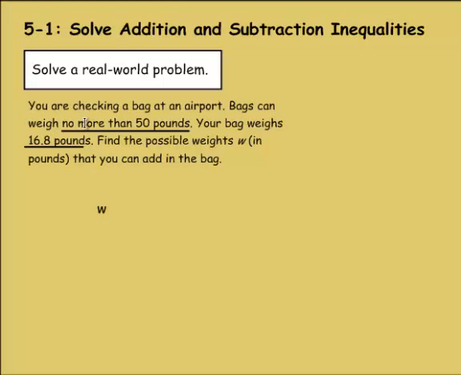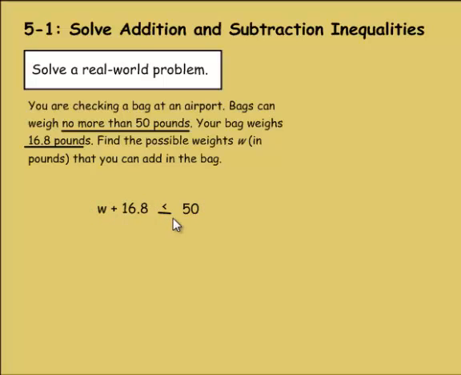And since the bag can weigh no more than 50 pounds, the possible weights we could add has to be less than or equal to 50. I say less than or equal to because your bag can be 50 pounds, it just can't be 50.1 pounds. But you have to remember that we already have 16.8 pounds in the bag, so the weight and your 16.8 have to be less than or equal to 50 total pounds.